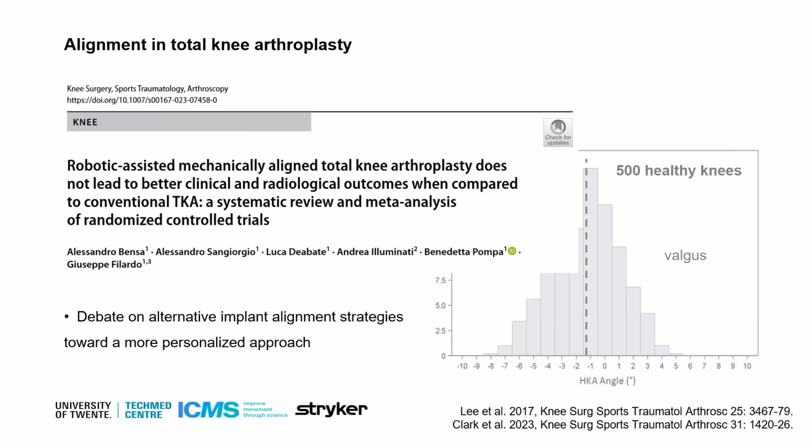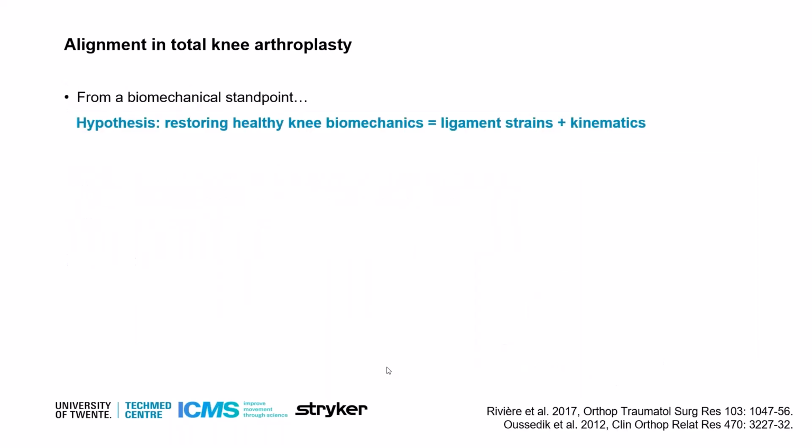And for this reason, there is currently a lively discussion in the field on implementing alternative alignment philosophies, for instance, the kinematic alignment or more recently, the functional alignment toward a more personalized approach in positioning the components. Now, from a biomechanical point of view, our hypothesis here is that restoring the healthy knee biomechanics in terms of ligament strains and knee kinematics is a logical and important target for alignment.